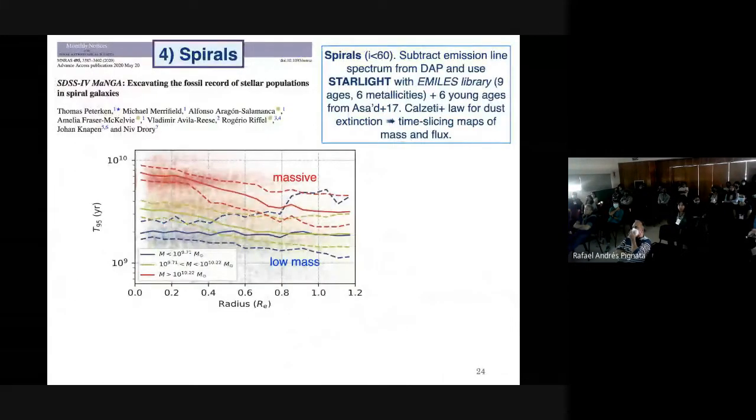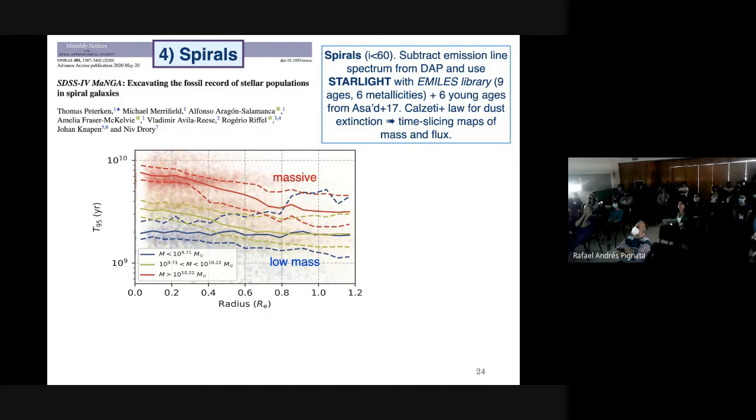Just as an example, in this work we used a completely different code, not Pipe3D and Starlight, to infer the stellar population evolution of the galaxies. This was applied only to spiral galaxies in MaNGA. What I am showing here is the time at which 95% of the stars were assembled as a function of radius. The red points are for massive galaxies, the green are for intermediate, and the blue are for low mass galaxies. In all the cases, we can see a gradient.